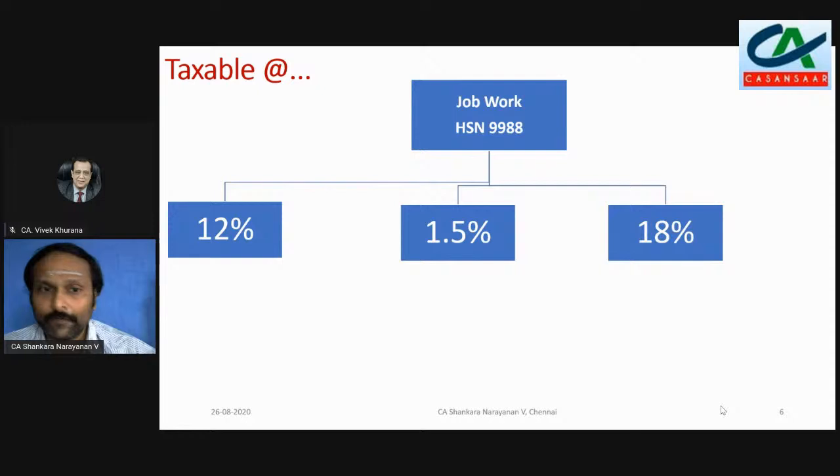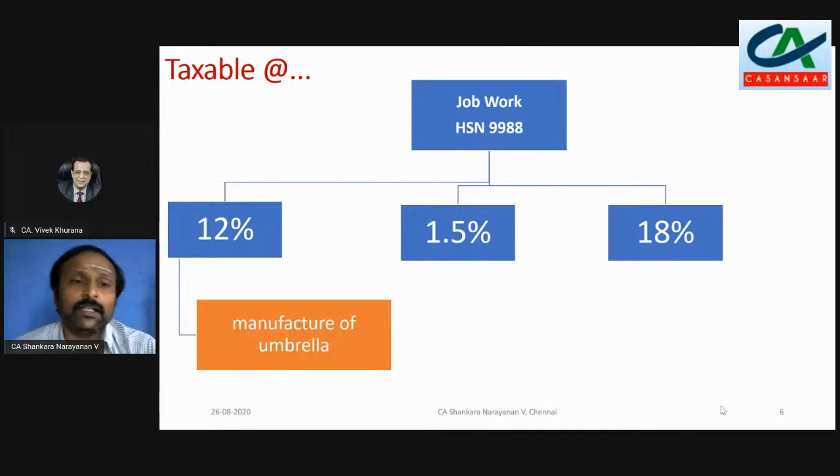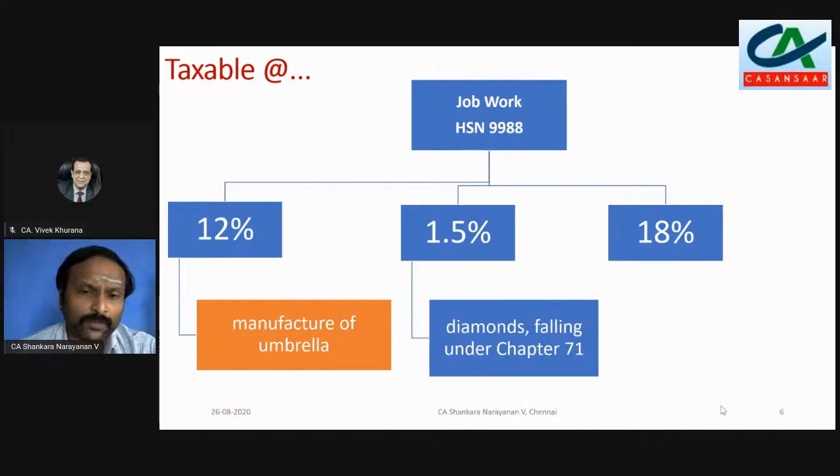Like I said earlier, we have seen 5. So there are also other rates which are applicable for job work. Which are those which are attracting this 12% or 1.5 or 18? The 12% rate is pertaining to manufacture of any umbrella, and 1.5% is attracted for diamonds.